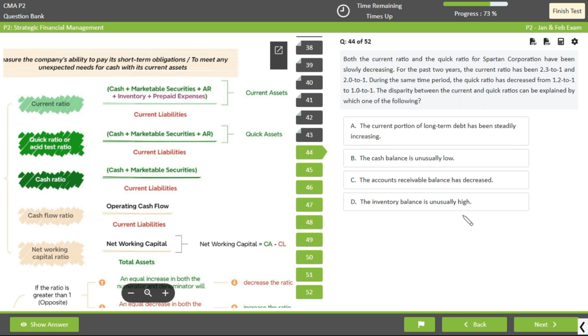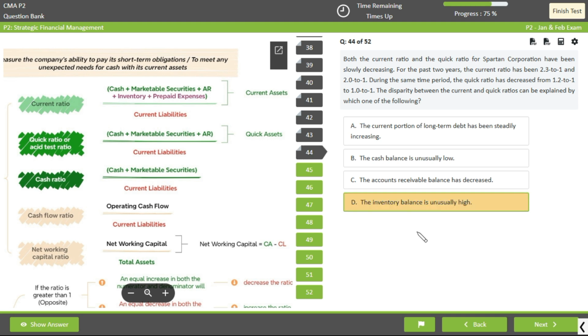Next, both the current ratio and the quick ratio for Spartan Corporation have been slowly decreasing. For the past 2 years, the current ratio went from 2.3 to 2. During the same time period, the quick ratio has decreased from 1.2 to 1. The disparity between the current ratio and the quick ratio is explained by which one of the following? See, the disparity between the current ratio and the quick ratio is your inventory and prepaid expenses.